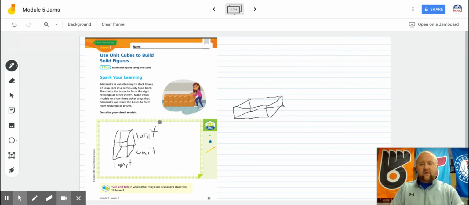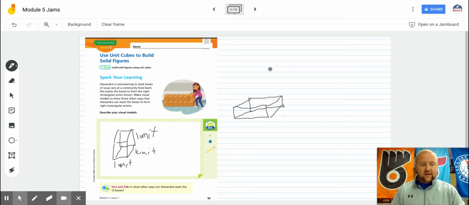In our example, it says Alexandra is volunteering to stack boxes of soup cans at a community food bank. She stacks the boxes to form the right rectangular prism shown. Make visual models to show 3 other ways that Alexandra can stack the boxes to form right rectangular prisms. When we look at Alexandra's picture, if we count them, 1, 2, 3, 4, 5, 6, 7, 8, 9, 10, she has 12 boxes. What she did is she made 2 rows, and each of them had 6.